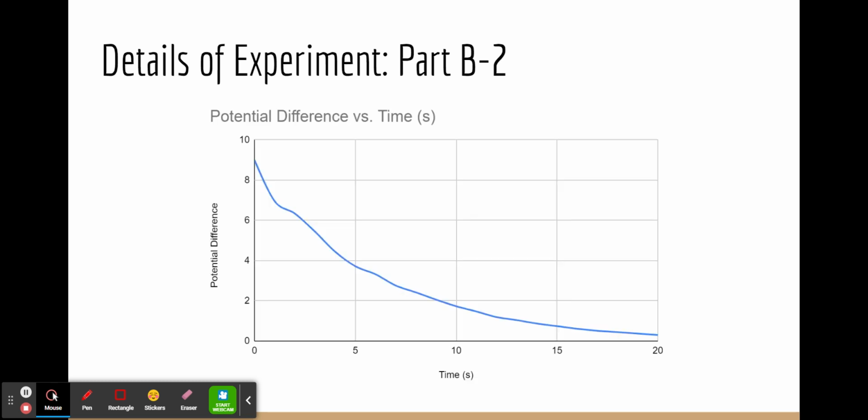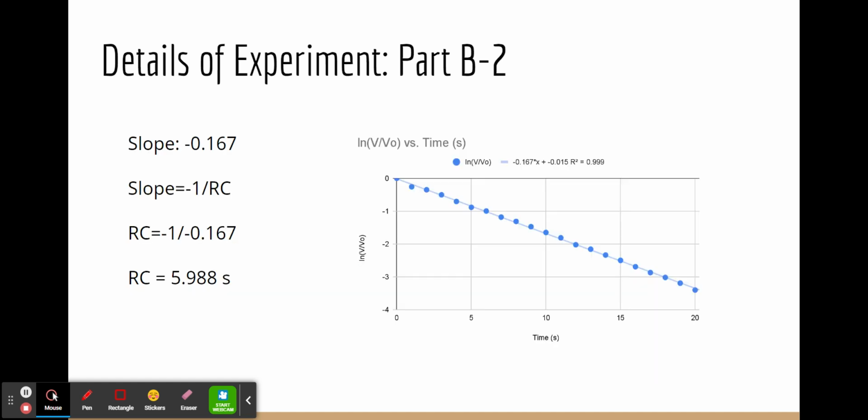This was the graph of potential difference versus time for part B2. Using this, I was able to calculate the slope. In calculating the slope, I was able to calculate an RC value of 5.988 seconds.